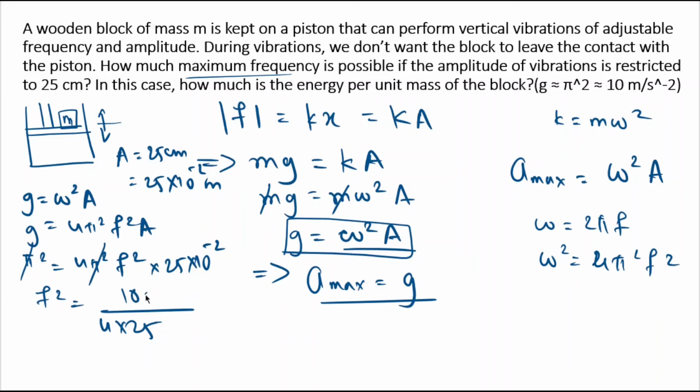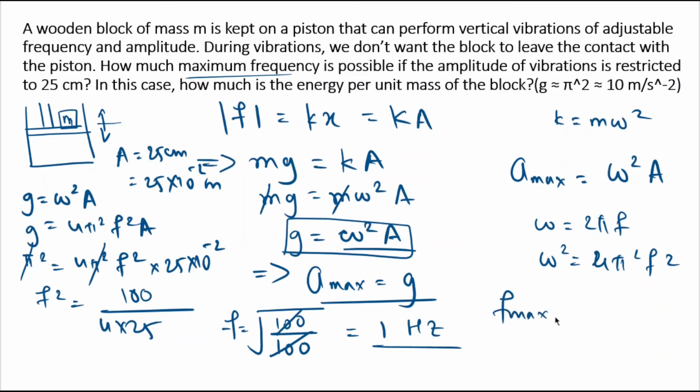Taking square root on both sides, we can say that f is equal to root under 100 upon 4 into 25, which is 100. So 100 gets cancelled, and this comes out to be 1 hertz. So this is the maximum frequency, that is f max equal to 1 hertz for the vibration to occur, so that the wooden block won't lose contact with the piston.